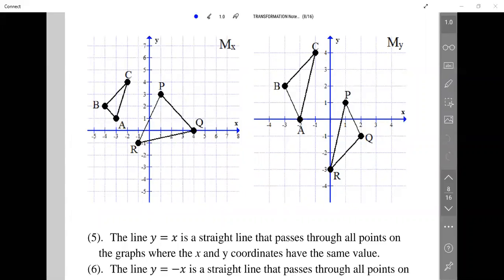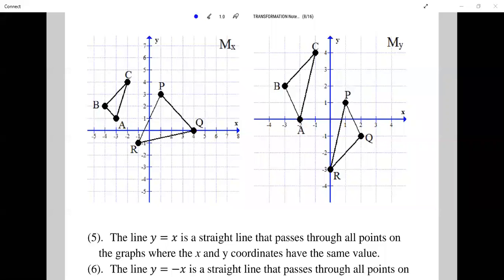All right, so here, as I said earlier, mx stands for reflection in the x-axis. So in this example, we're going to reflect the two triangles. In the diagram to the left, we're going to reflect the two triangles in the x-axis. In the diagram to the right, we're going to reflect the two triangles in the y-axis.